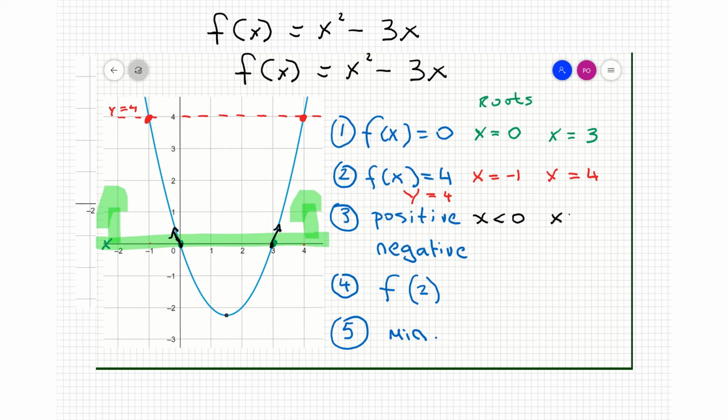is greater than 3. Okay, so we also know that the graph will be negative between those 2 points. So from here, it's underneath the x-axis, and up to here, it's underneath the x-axis. So that means that between 0 and 3, the graph is negative.